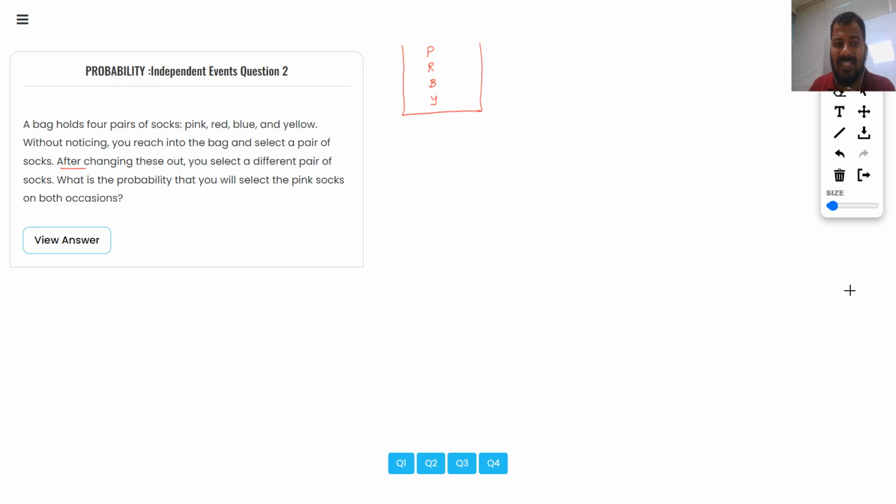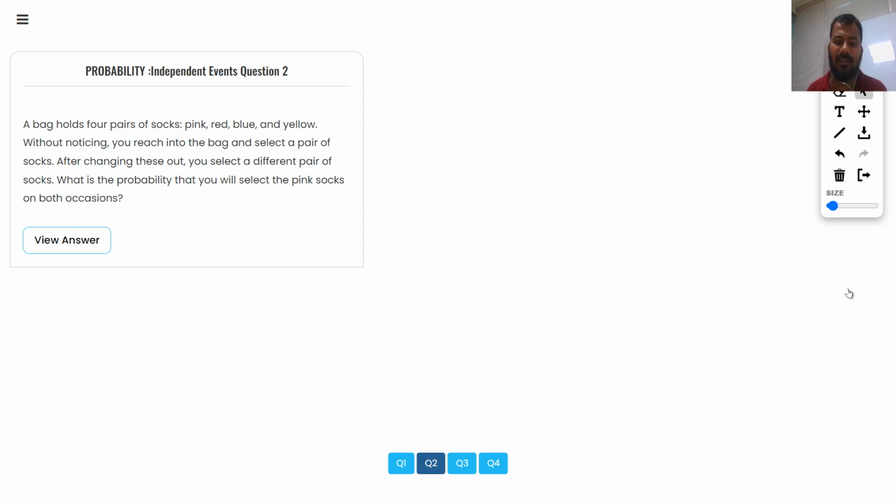They have told us that after changing this out, it means you pick one pair of socks and put it back. So now we are going to find the total probability: the first one is pink and the second one is also pink. Since you keep it back, the event is not going to affect the other event, so it is independent, and I can just take the product. The probability of selecting the pink pair out of 4 is 1/4, times the other one which is also 1/4, so the answer is going to be 1/16. I hope it is clear.